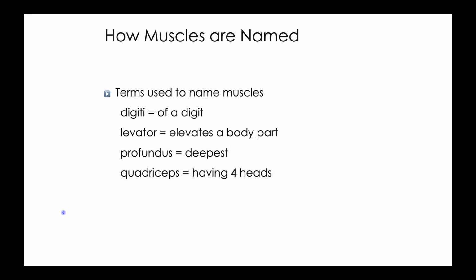And then last, when you learn these muscles, be thinking about these prefixes. So digiti, this means of a digit, so it's going to act on a digit. So flexor digitorum is going to flex your digits. A levator is going to elevate a body part. Profundus means that that muscle body is deep, whereas superficialis means that that muscle body is more superficial. And then quadriceps or triceps or biceps tells us how many heads of the muscle we have. So the quadriceps muscle, we have 4 heads there. With the biceps, we only have 2.